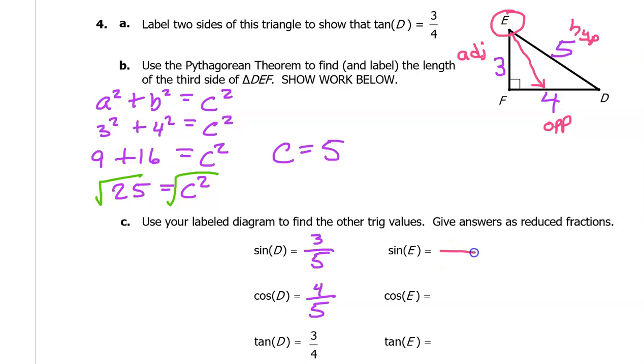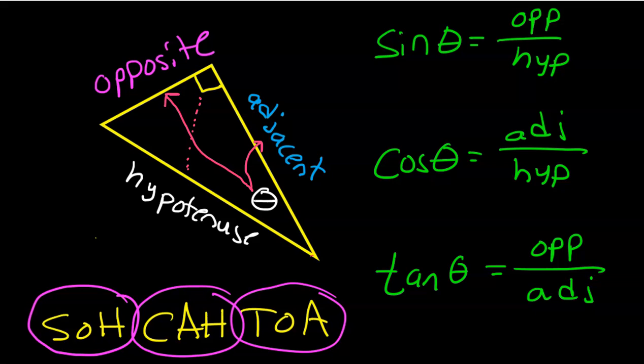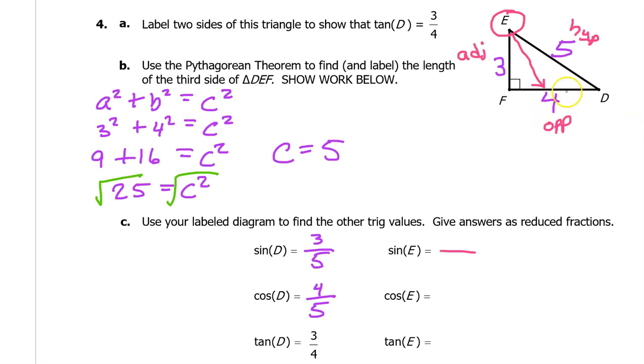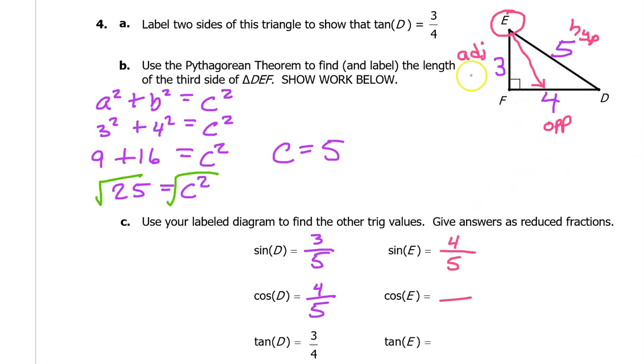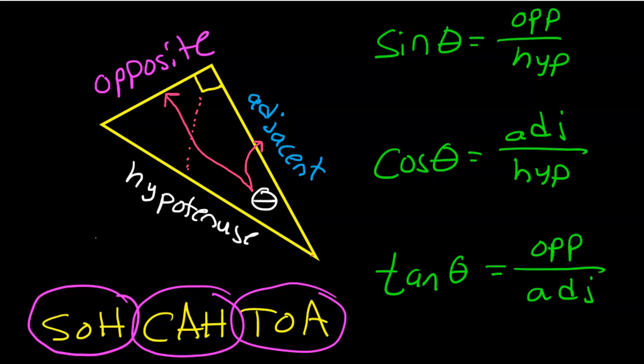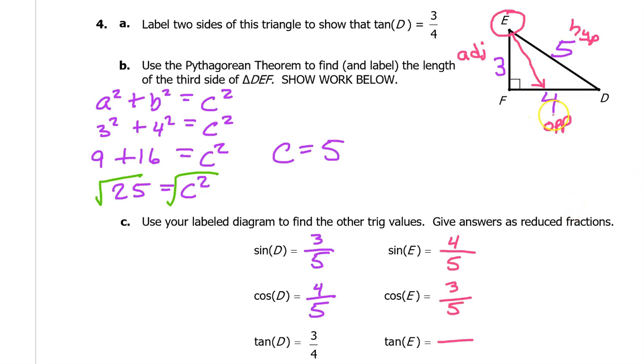So now I can go on and say the sine of angle E, we know that sine is opposite over hypotenuse. So that'll be 4 over 5. Cosine is adjacent over hypotenuse. So that'll be 3 over 5. And then tangent. Tangent is opposite over adjacent. So 4 over 3.